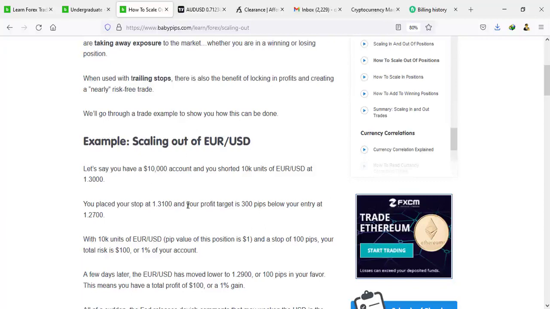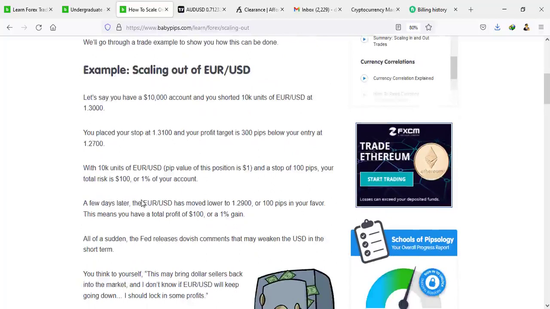Let's consider this example, scaling out of Euro USD. Let's say you have an account balance of 10,000 US dollars, and you shorted 10,000 units of Euro USD at 1.3000. You place your stop loss at 1.3100, and your profit target is 300 pips below your entry, 1.2700. With 10k units of Euro USD, the pip value of this position is $1 per pip, and since your stop is 100 pips, that's a total risk of 100 US dollars. That's 1% of your account.